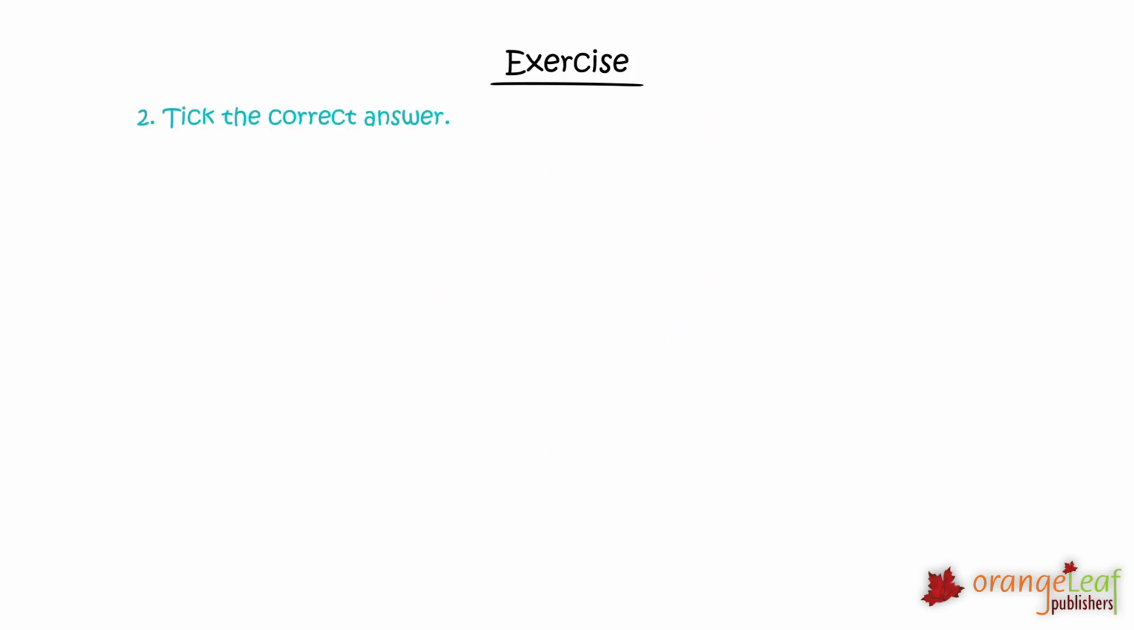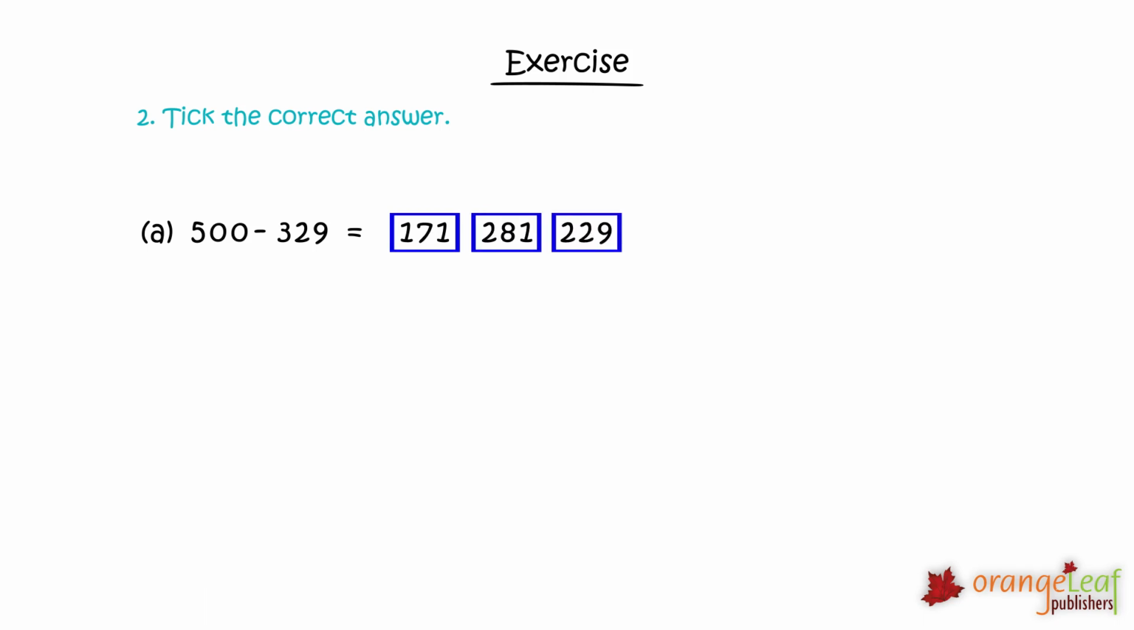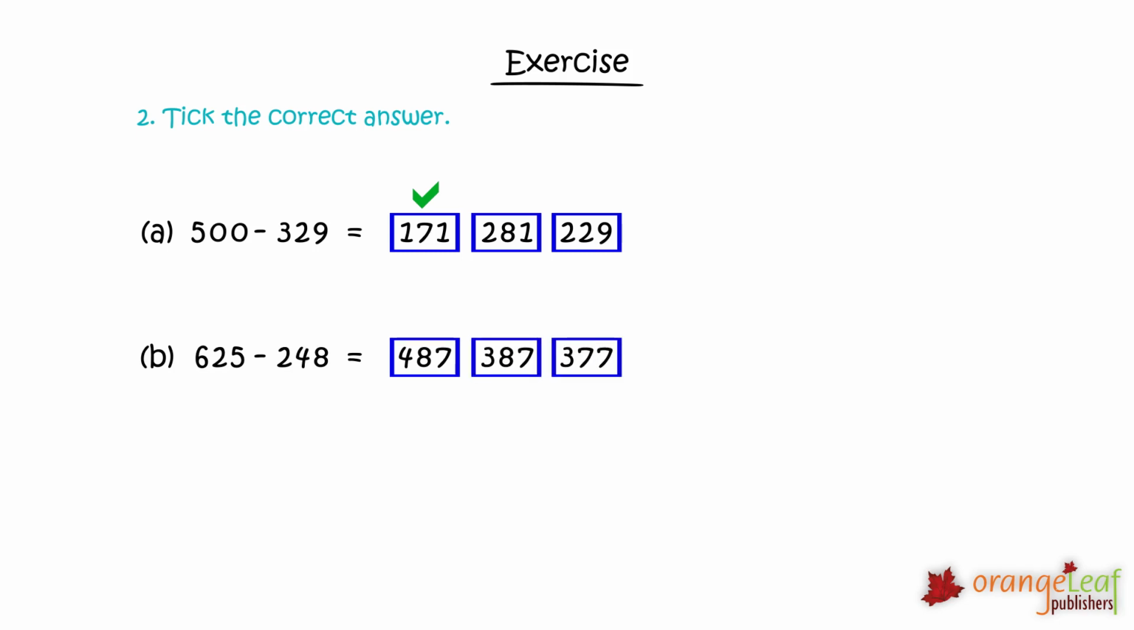Tick the correct answer. A. 500 minus 329 is equal to 171, 281 or 229. The answer is 171. B. 625 minus 248 is equal to 487, 387, 377. The answer is 377.